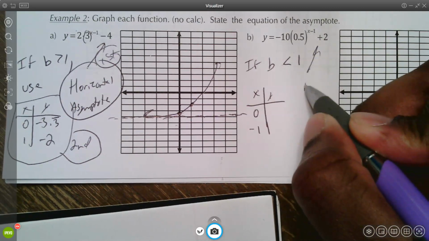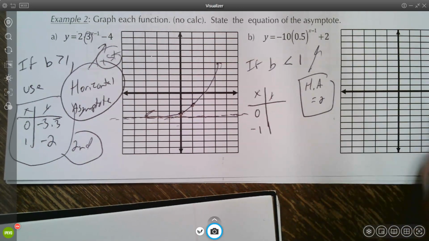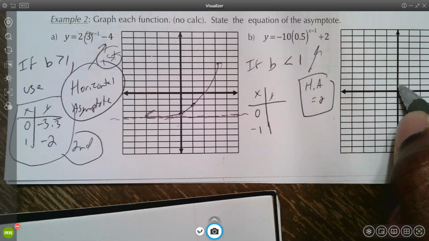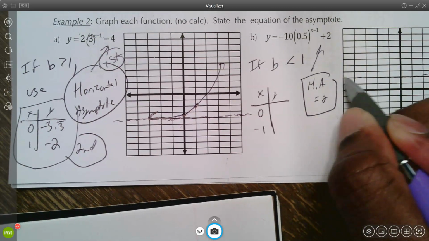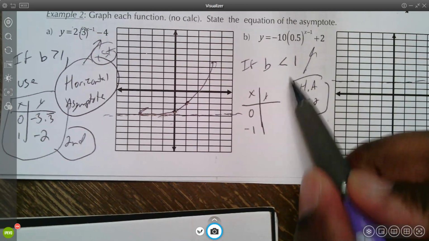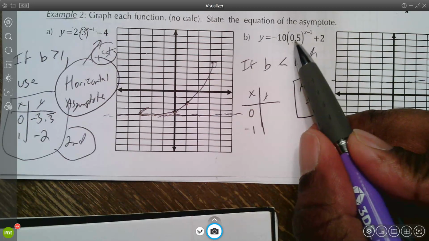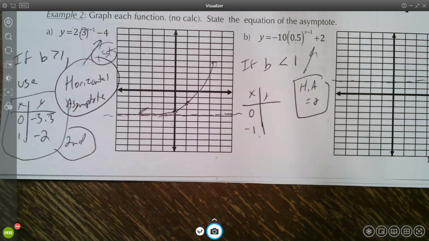So here, my horizontal asymptote is 2. So my first thing, we'll plot a line at 2. I've now graphed my horizontal asymptote, which is the easiest thing to do. And then I need 2 points, because the b value is less than 1, I chose 0 and -1 as my inputs. So I'm going to find outputs for those two numbers.